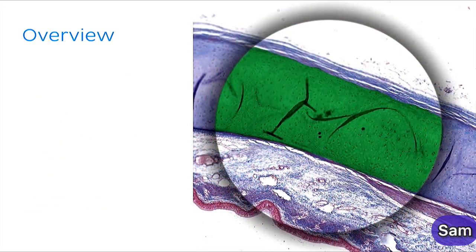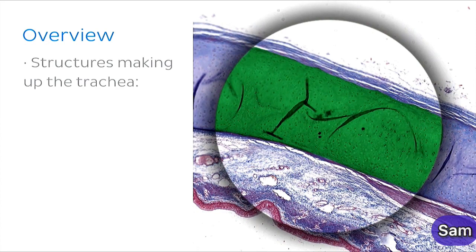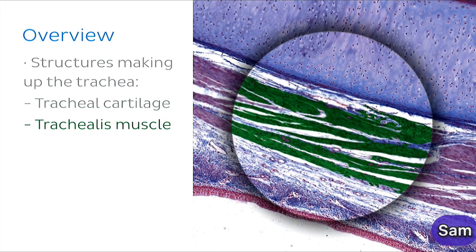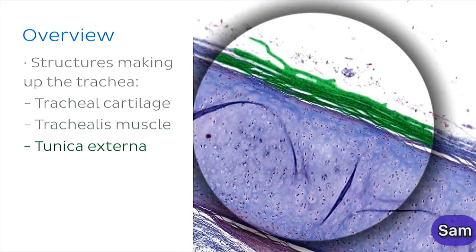Then we'll look at the structures making up the trachea itself. These include the tracheal cartilage, the trachealis muscle, and the tunica externa.